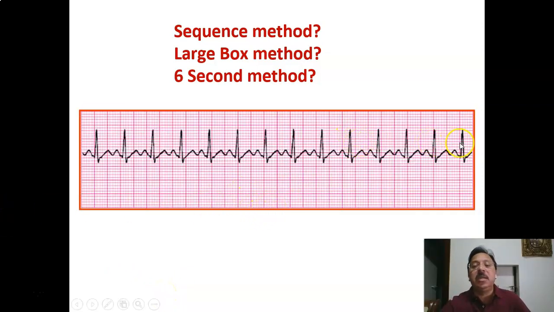So here this is a regular rhythm. So you can apply the sequence method, you can apply the large box method, or the 6 second method. Any method you can apply. By using the sequence method, this falls on the thick line, 300, 150, approximately 150 heart rate. By the large box method, 300 divided by 1 and 2 big boxes, again 150. And by the 6-second method, this is a 6-second strip, so 1 2 3 4 5 6 7 8 9 10 11 12 13 14, 140 approximate heart rate.